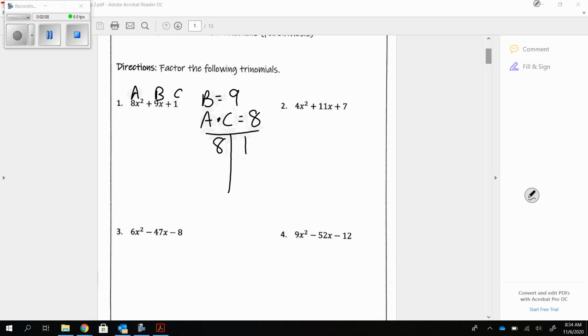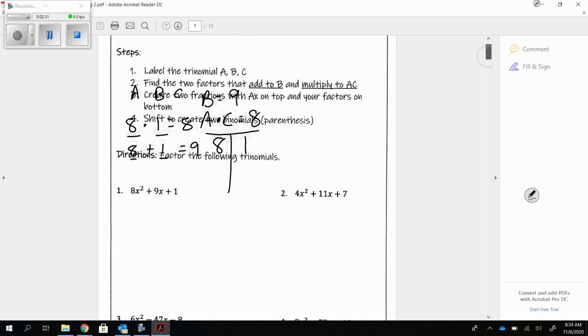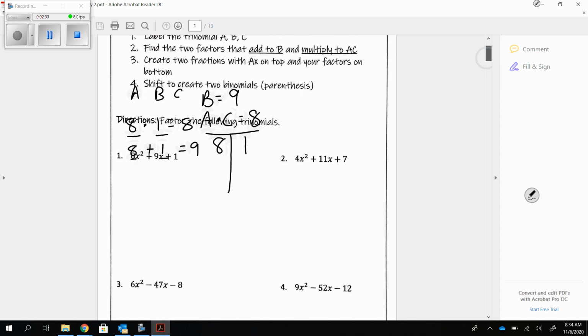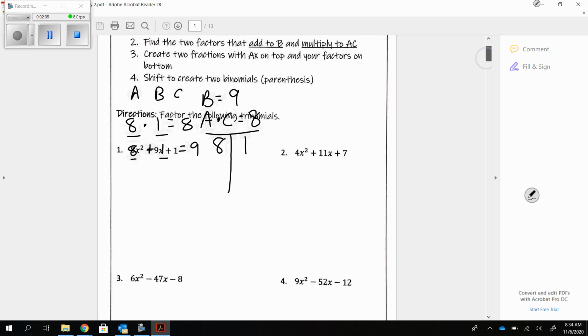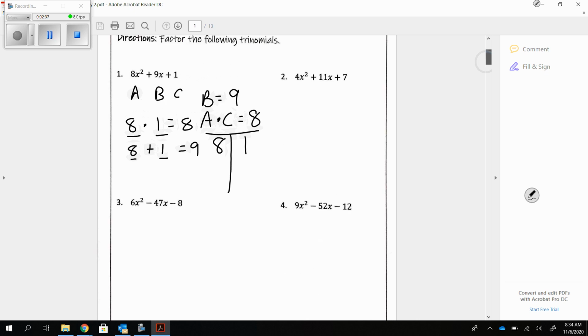So we write it like this. 8 times 1 equal to 8. These are our factors. And then 8 plus 1 is equal to 9. All right. And then from here, we're going to make our little fractions. Step 3 said, let me scroll up to show you. I know it's going to be hard to see. It says create two fractions with ax, whatever ax is, on top and our factors on the bottom.